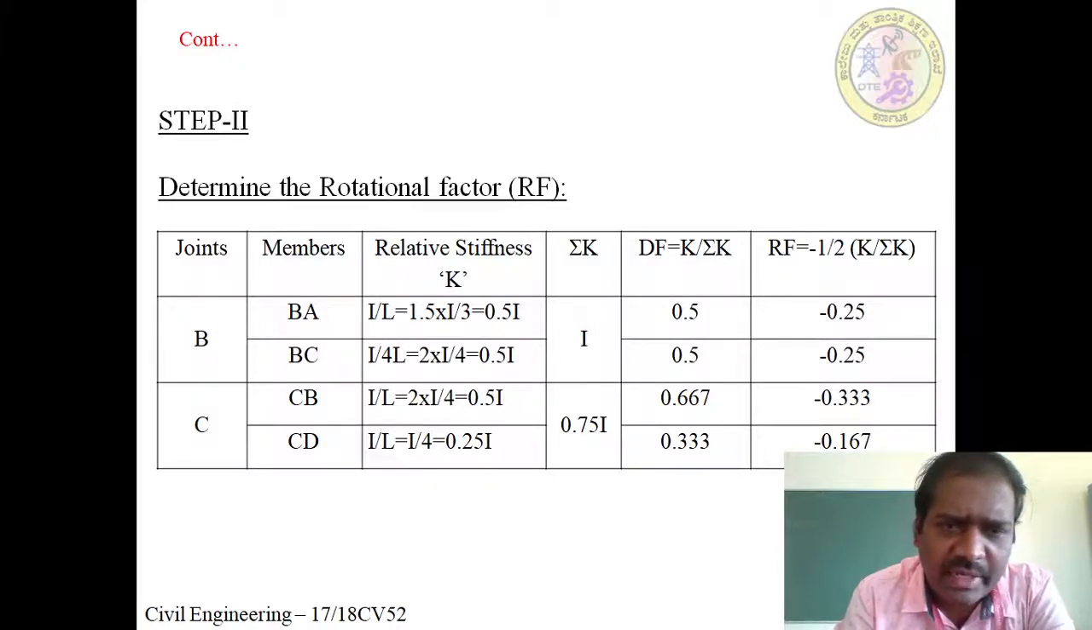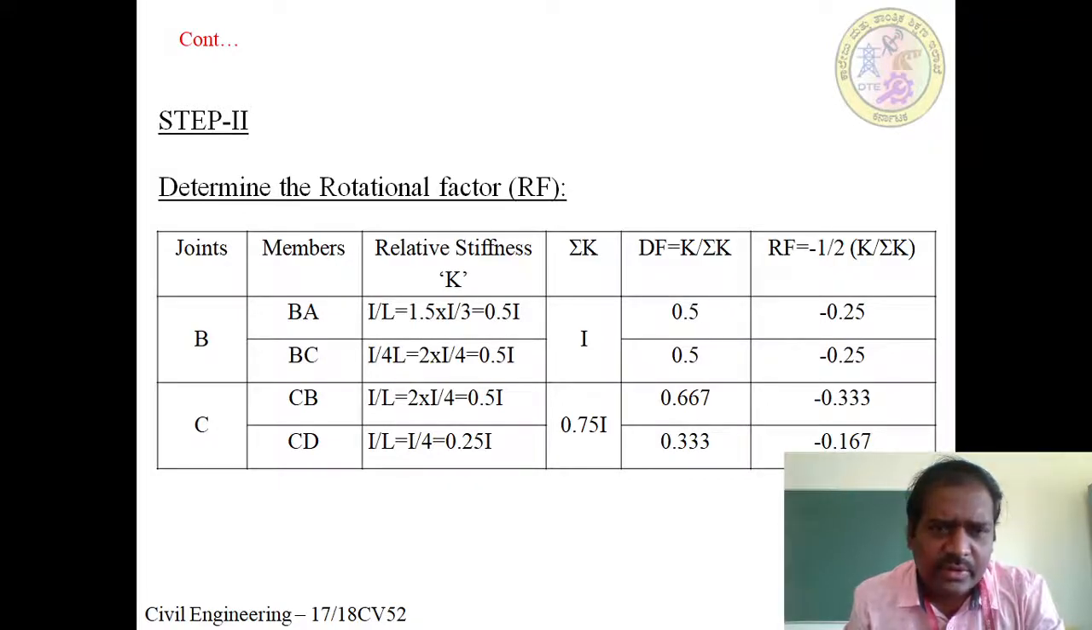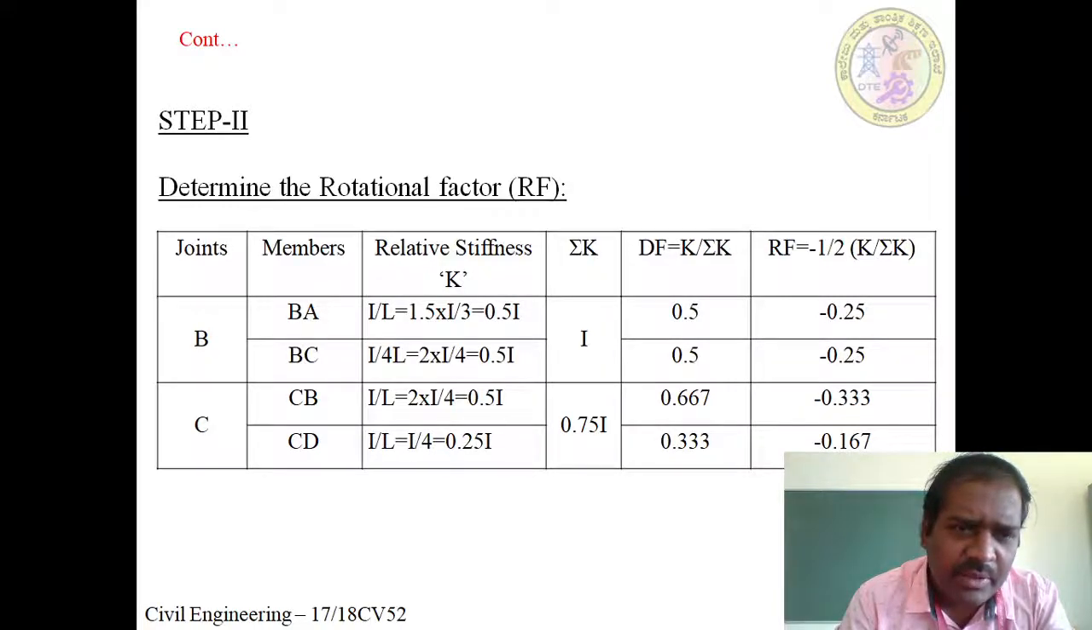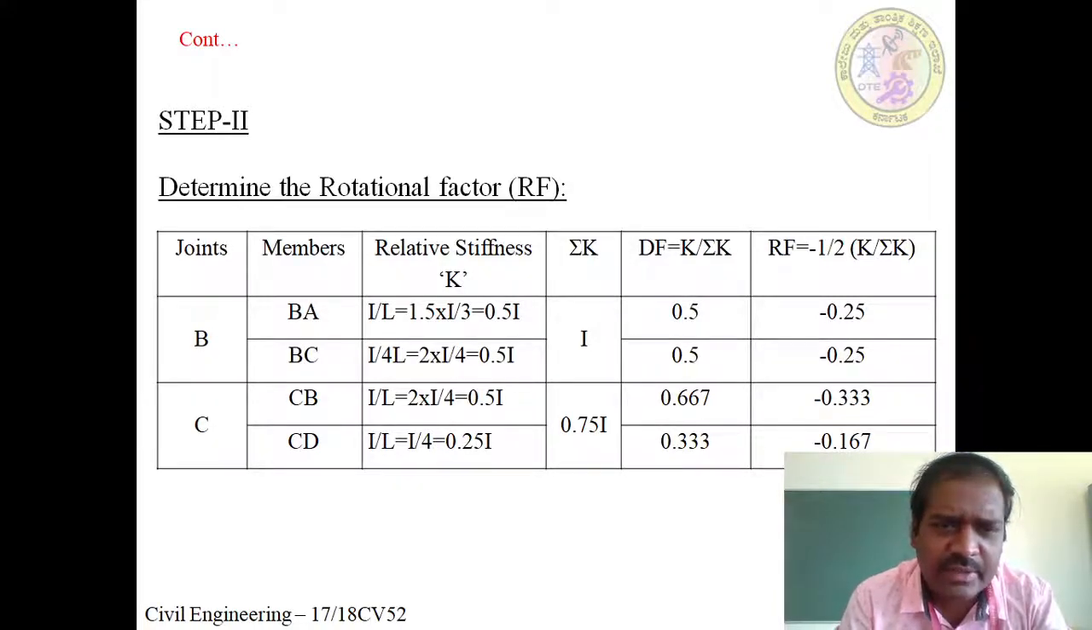So there will be a correction here. I by L, that will be 2 into I divided by 4. Make the correction that 4 will not be there. So it is 0.5 I. So next CB, what is the position of B? It is continuous. So 2I by 4, again 0.5, and similarly we have to calculate CD.